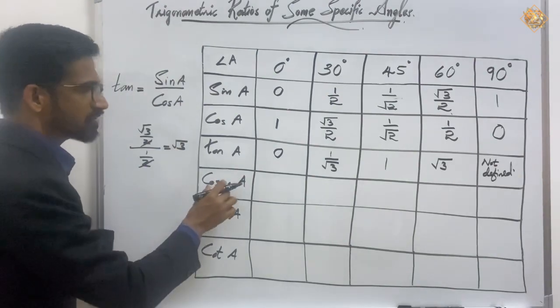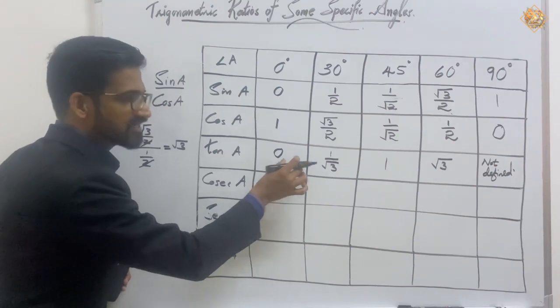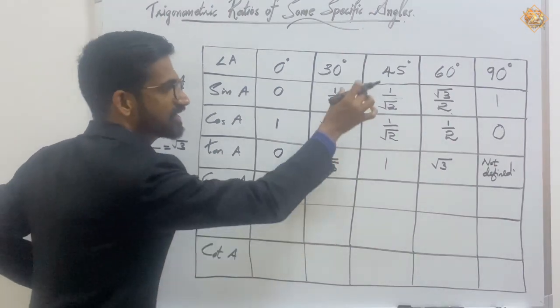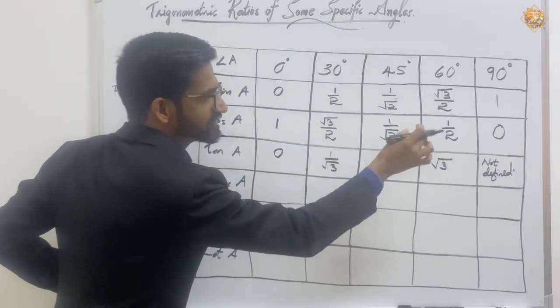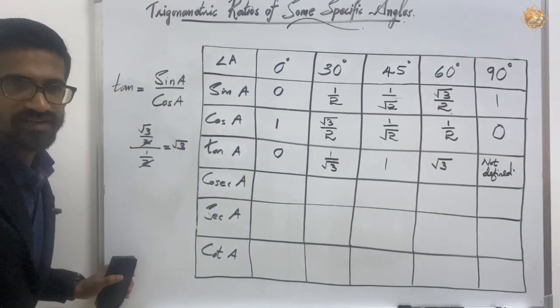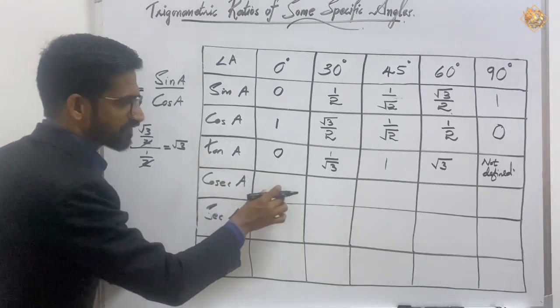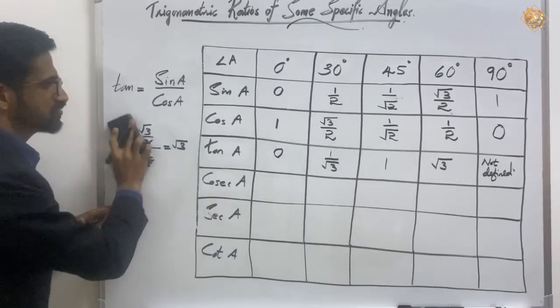Okay, now the values of tan we got. So tan 0 is 0, tan 30 is 1 by root 3, tan 45 is 1, tan 60 is root 3, and tan 90 is not defined. Hope it is clear.